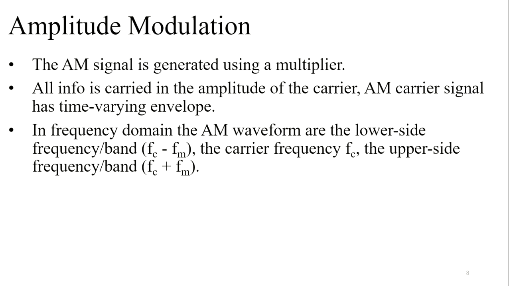Next, in the frequency domain, the AM signal has two sidebands, the lower sideband and the upper sideband. The lower sideband is fc minus fm, and the upper sideband is fc plus fm. Here fc is the carrier frequency and fm is the message signal frequency. These are the additions and subtractions.